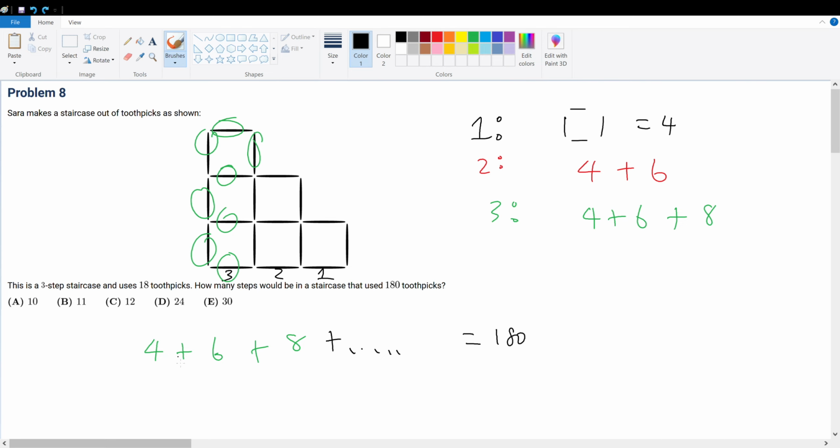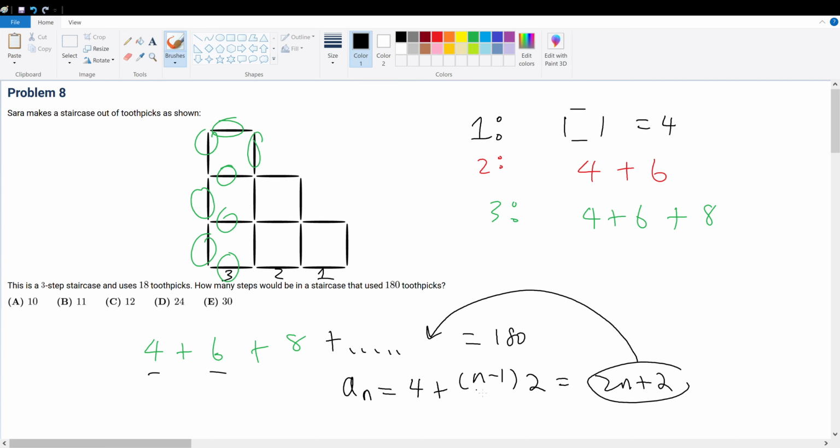All we need is that this sum represents the total number of toothpicks, so we want it to equal 180. But how do we know what the last term is going to be? Well, the last term follows the arithmetic progression. So a of n is equal to the first term plus n minus 1 times the common difference of 2. So that's 2n plus 2. So we must add terms all the way up to 2n plus 2 for some constant n, such as n is equal to 10. I'm not saying that it is, but for some constant like that.